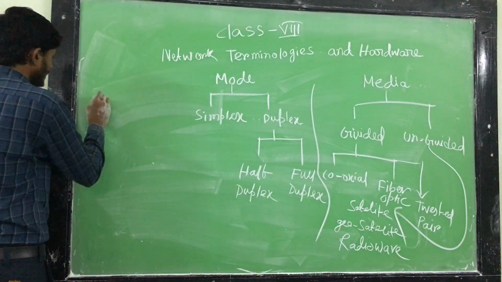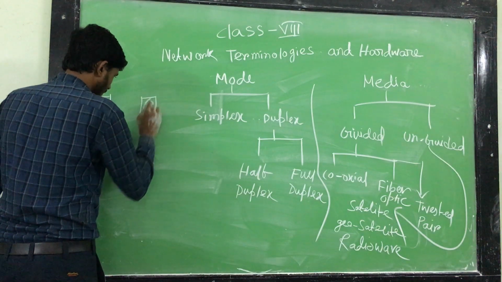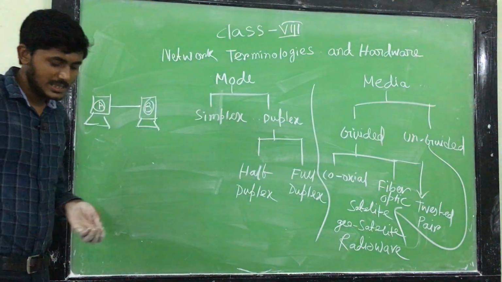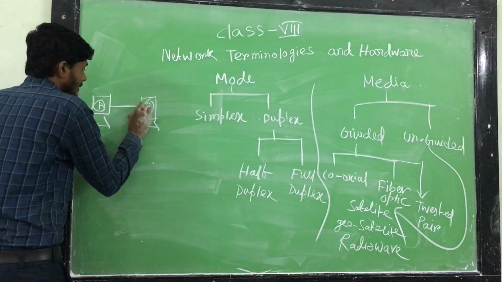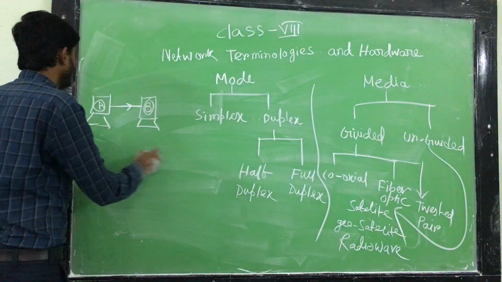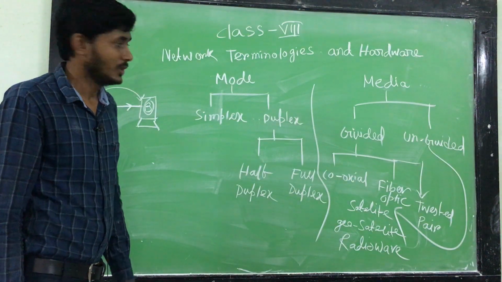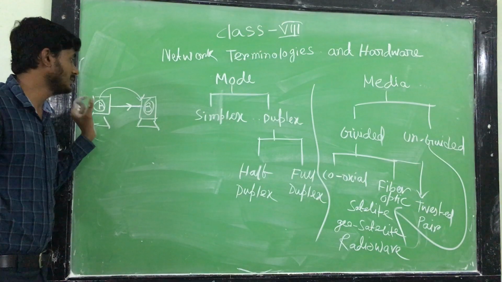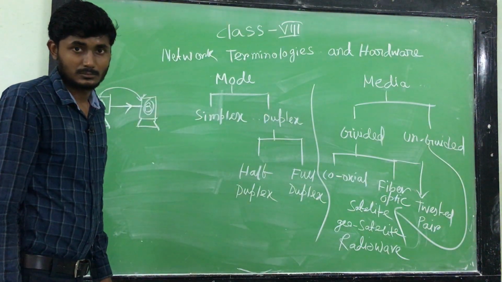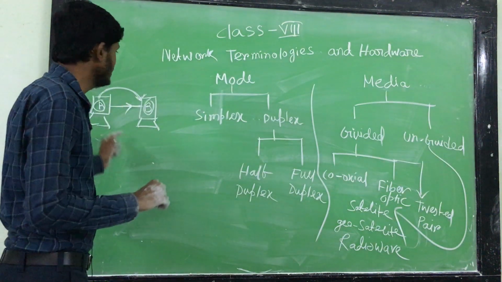Clear? Simplex. Suppose two computers are connected, computer A and computer B, with a cable or a network. Using the concept of simplex, the transmission is only one way. One computer can send data to the other computer, and the direction is one way only. A can send data to B, but B cannot send data to A. Only one direction. This is simplex.